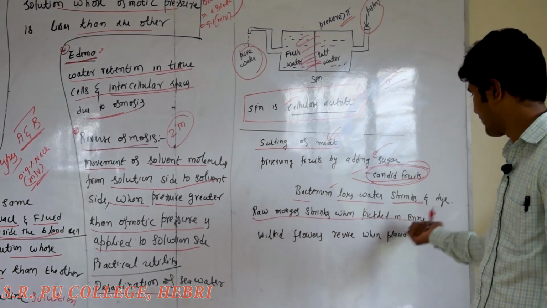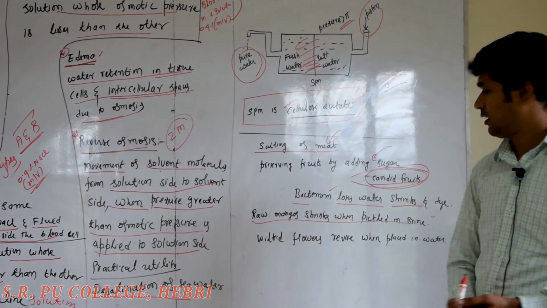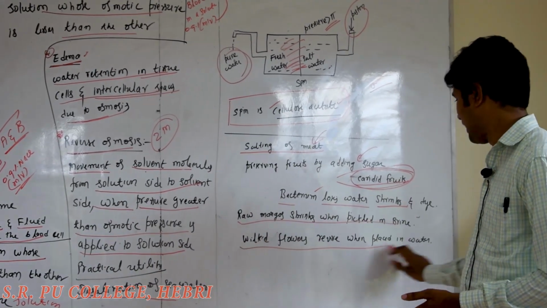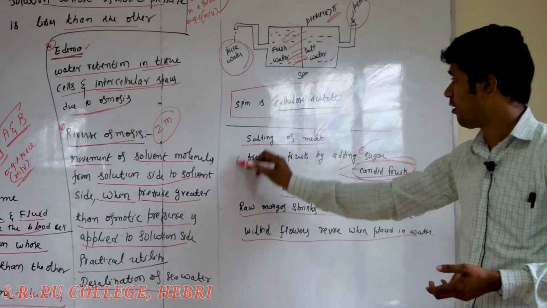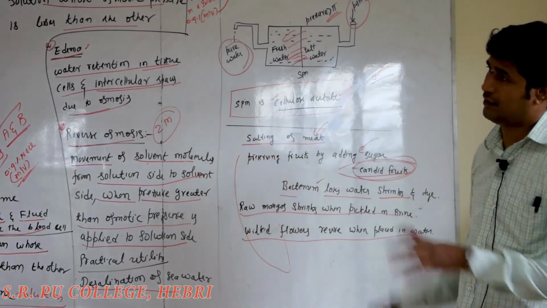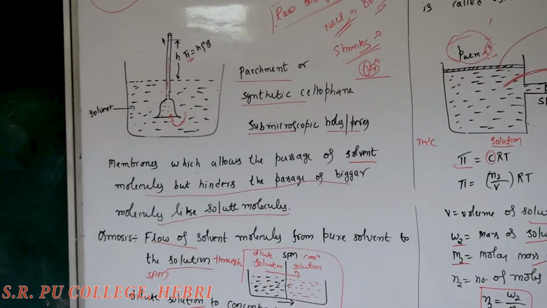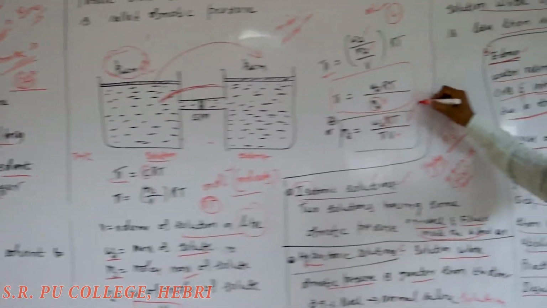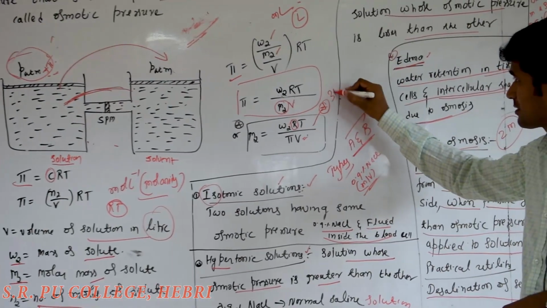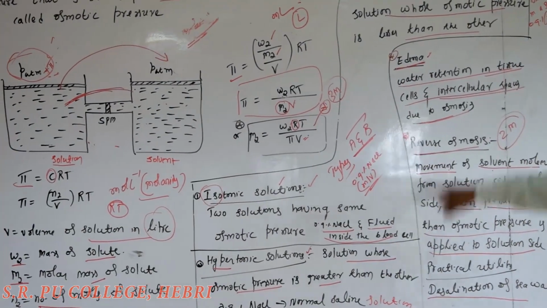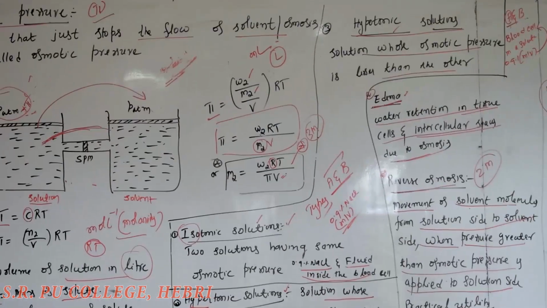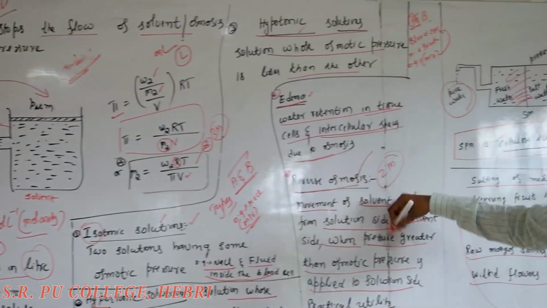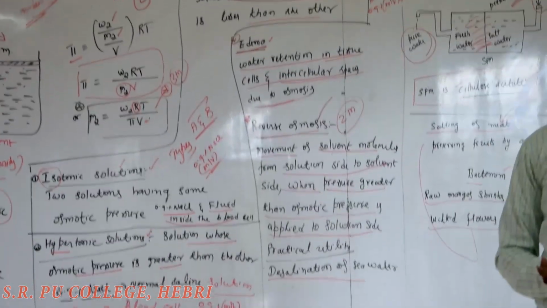Raw mango strings when pickled in brine. Next, wilted flowers revive when placed in water. So these are the examples for osmosis. Here the osmotic pressure definition is very important. Then there are the terms for calculations. This formula is very, very important for 3 marks. Next, the definitions of isotonic, hypertonic and hypotonic solutions with examples. Reverse osmosis definition and practical utility.